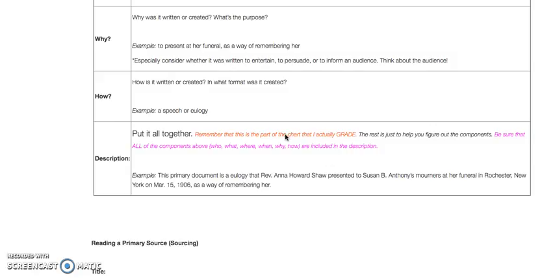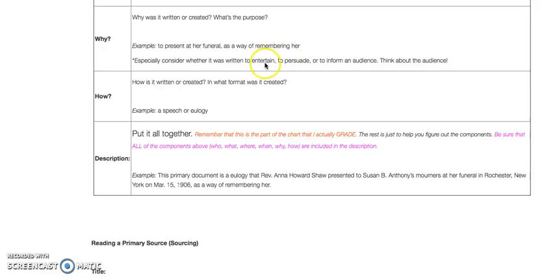I think the why and the how were a little trickier. Why was it created? What's the purpose? So here, the purpose of a eulogy is to present this at Susan B. Anthony's funeral as a way for the audience to remember her. That's pretty straightforward. It might be a little trickier, like if you're thinking of, say, an image, you're going to have to think a little deeper about why might a photographer have captured a certain image? What were they trying to convey? Or why might a publisher have published that image? What were they trying to convey?